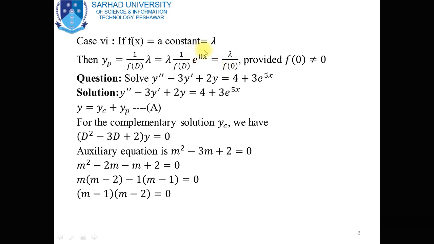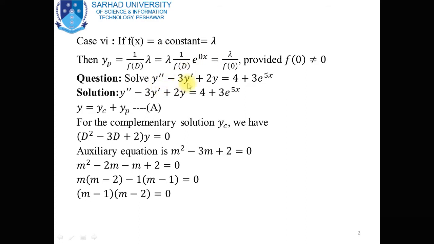Now this is the exponential case. Replace this D by this argument 0. So we can find the particular solution using this procedure, provided f of 0 does not equal 0. Now if f of 0 is 0, then we take the derivative of this differential operator and multiply by x here, and replace the D by this 0.